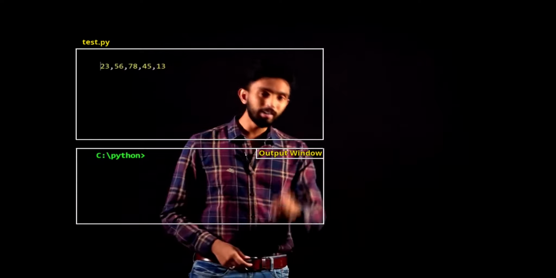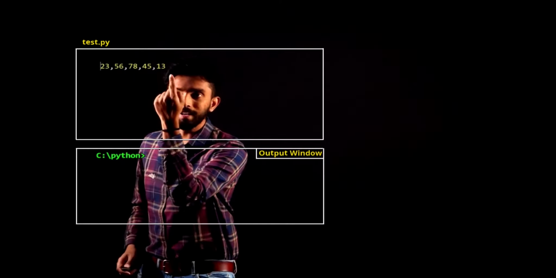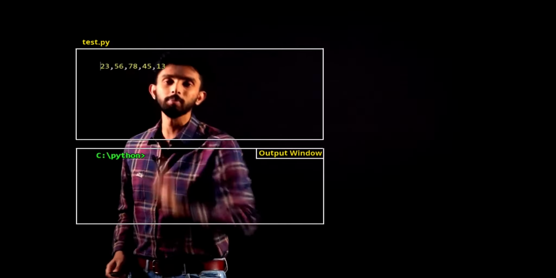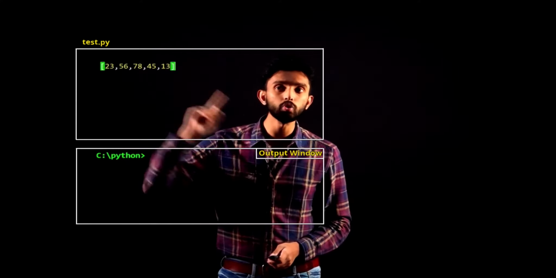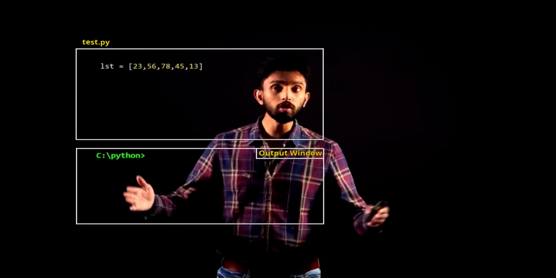How does one do that? Very simple. You must enclose these values, which are separated by commas, within brackets. What kind of brackets? Square brackets, you should enclose it. And I will give a name to this, I will just call the name LST, short for list.